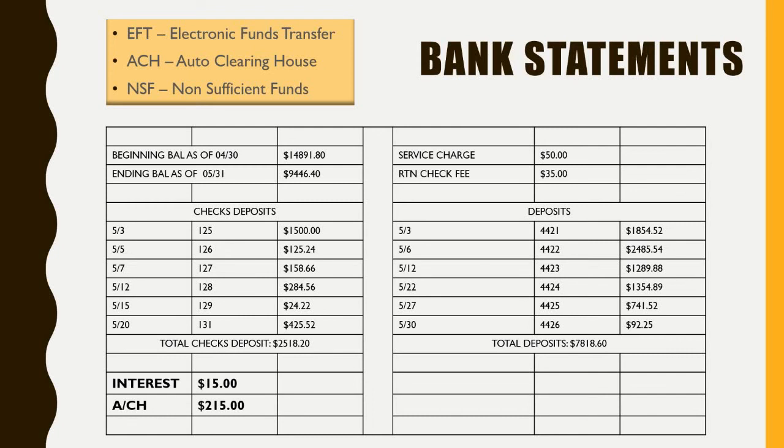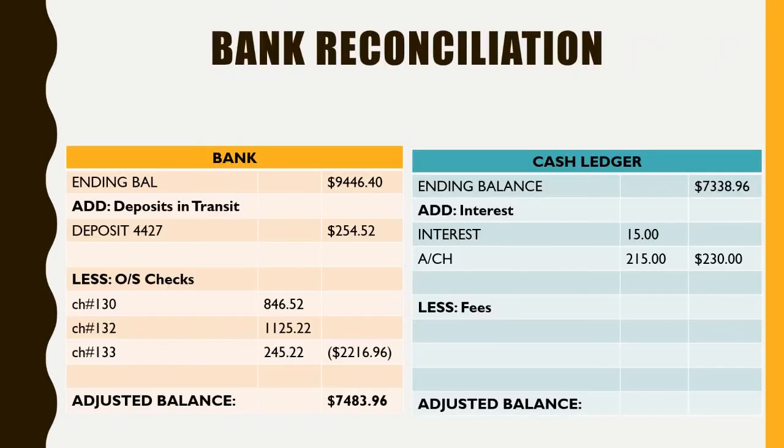So right here, automated clearinghouse and interest. In this case, I collected $15 of interest and $215 worth of automated clearinghouse. Because the bank already collected it for me, that's something I'm going to add to my cash ledger. So I got interest of $15 and automated clearinghouse of $215, which gives me a total of $230. Okay.